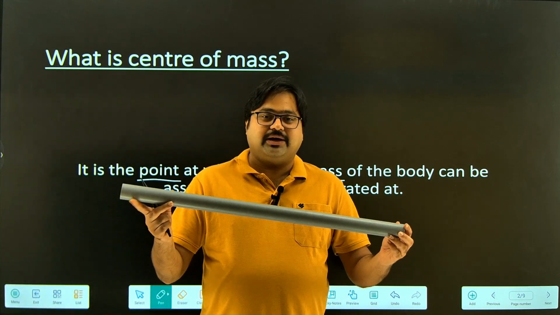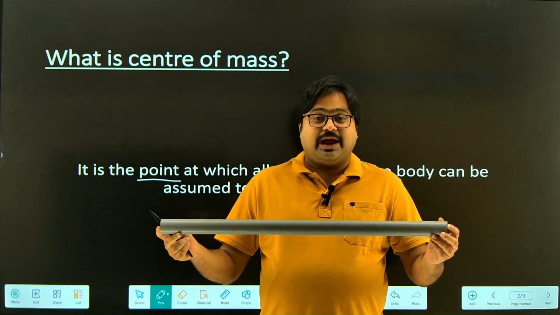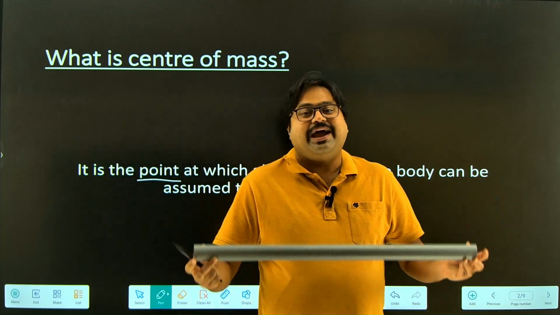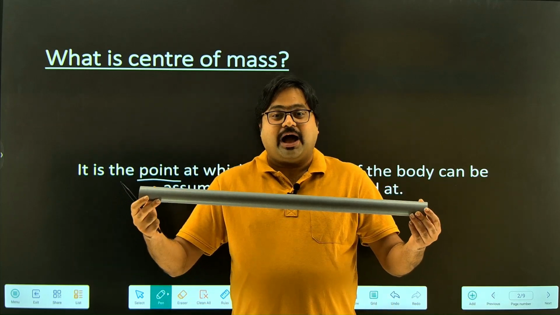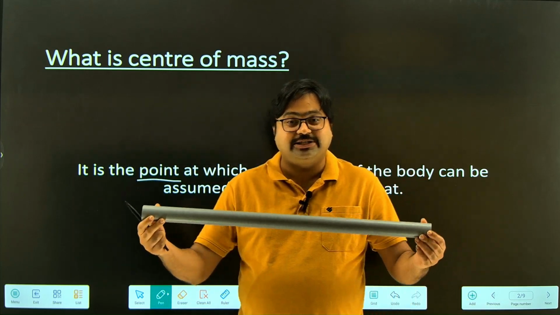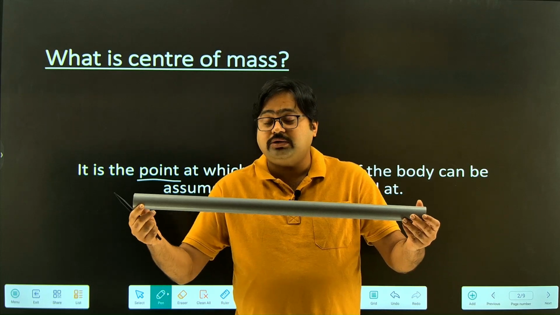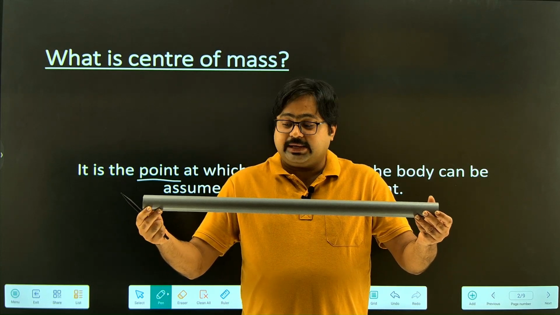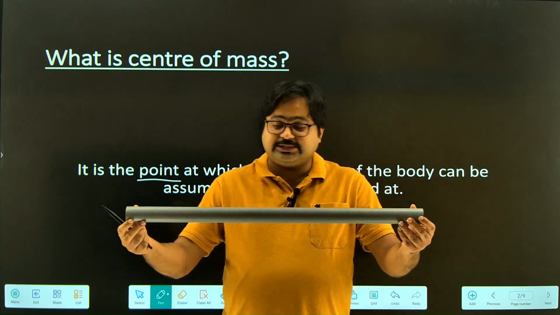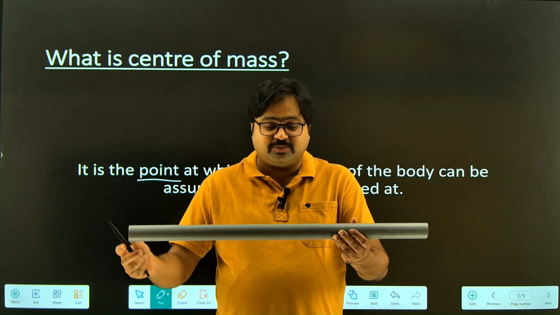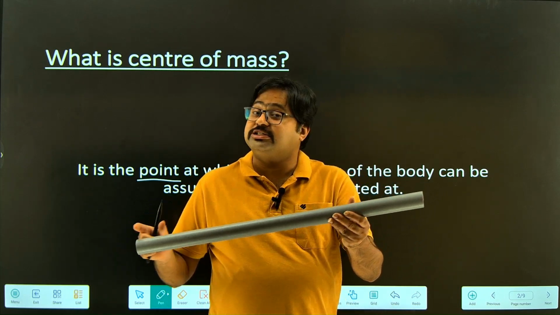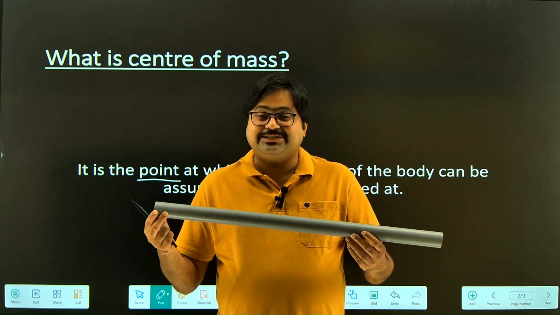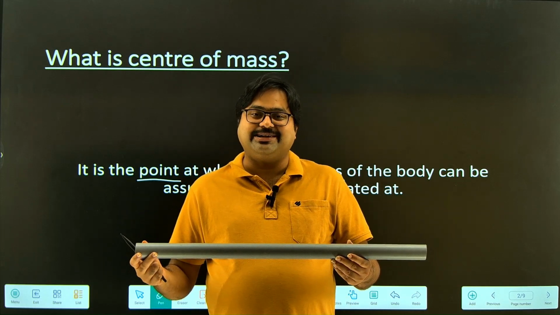I have a regular PVC pipe here, and it's a hollow cylinder, and hence if you ask me how to find the center of mass for this object, you would want to imagine this center of mass to be exactly at the center because it's a regular body. Now that's how one calculates the center of mass.